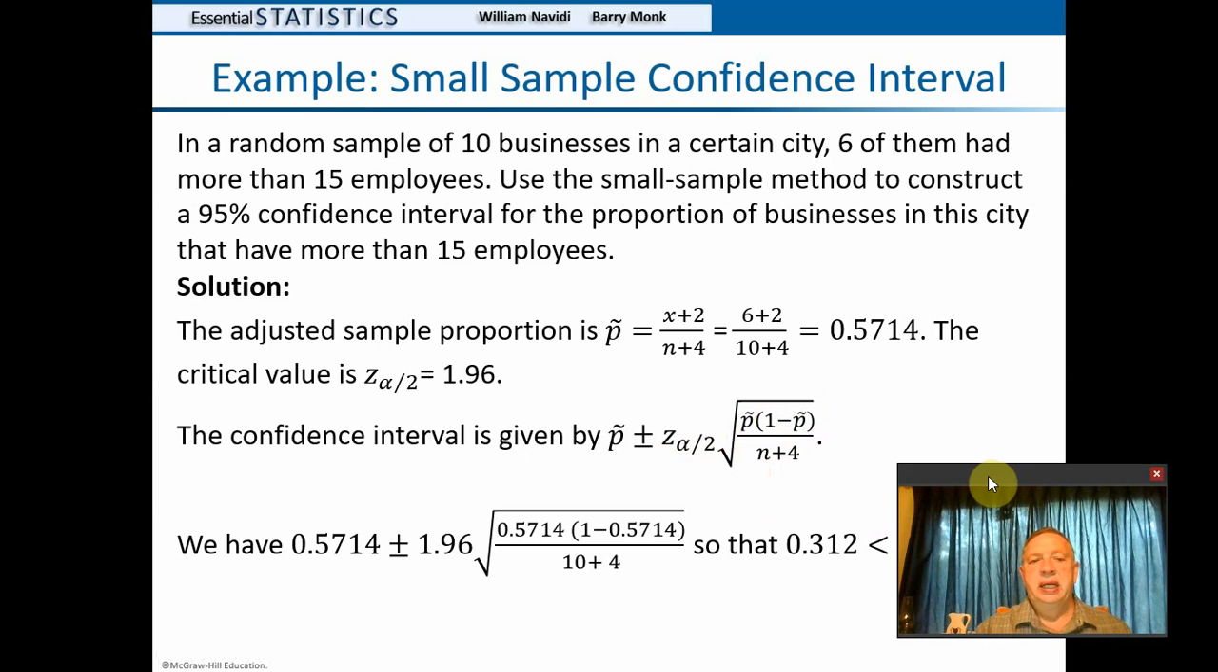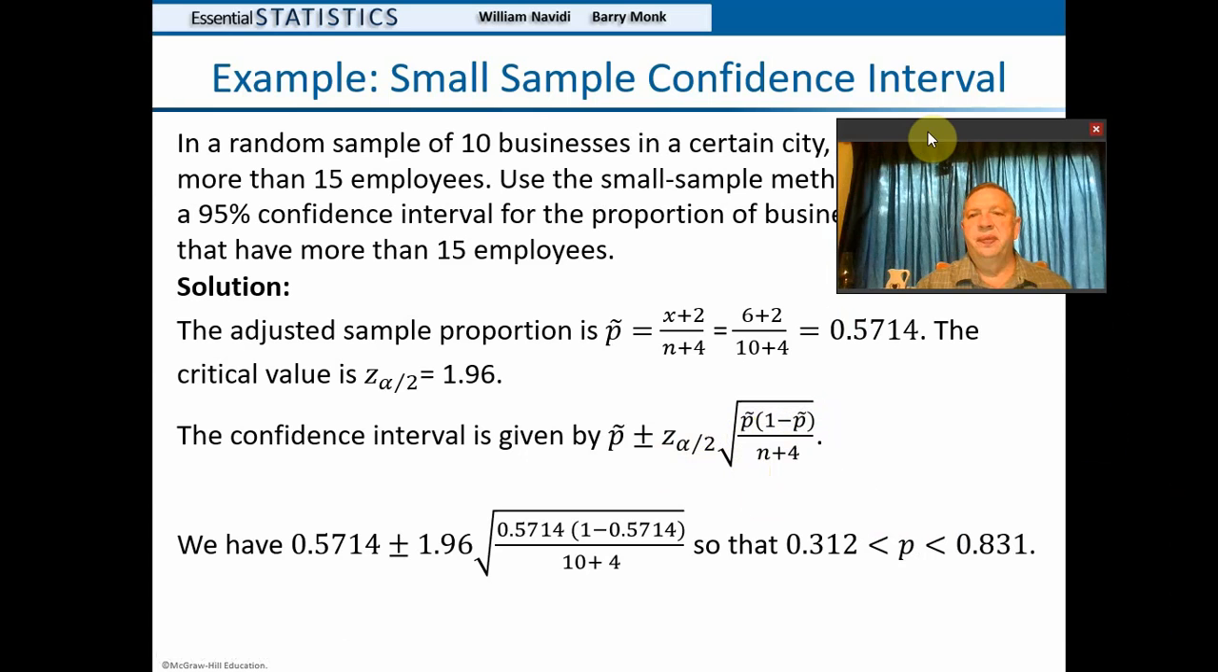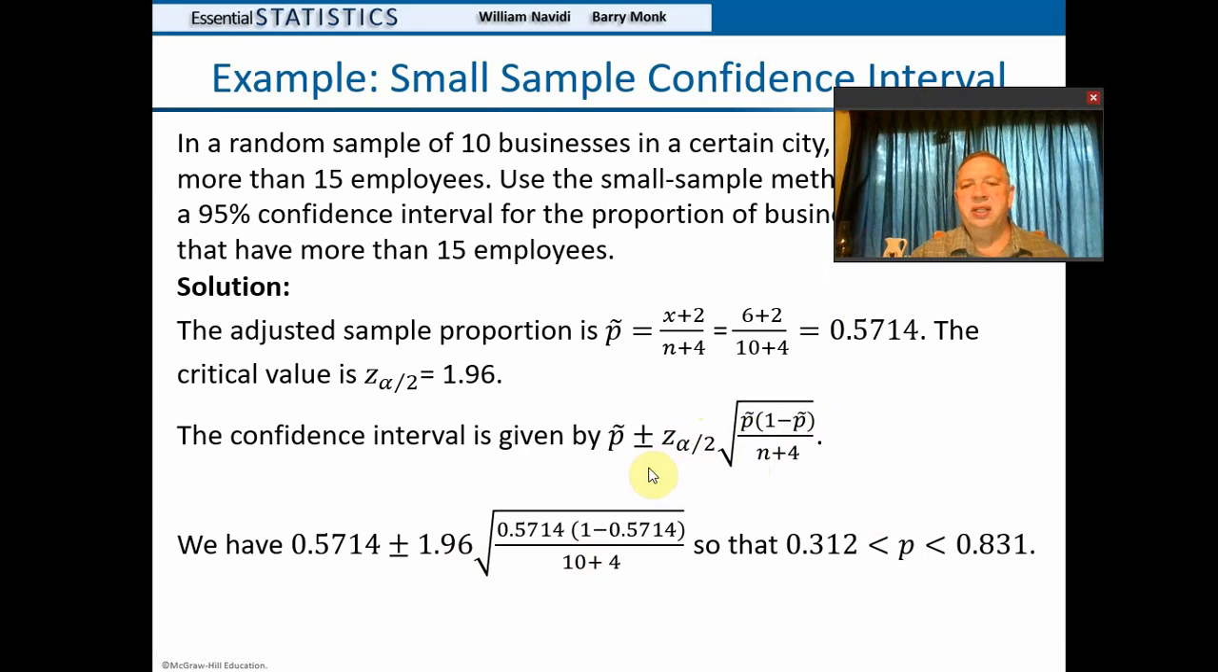Okay. So when we do our calculation, z alpha over 2 for our 95% was the 1.96. So we get 0.312 is less than p is less than 0.831. So we can say with 95% confidence using the small sample method that between 31% and 83% is the population proportion. Notice that this is a pretty wide interval.